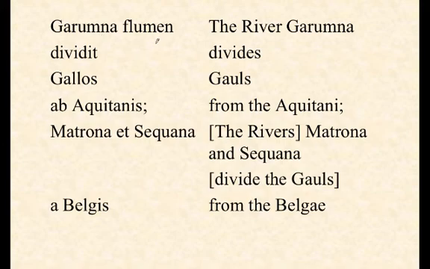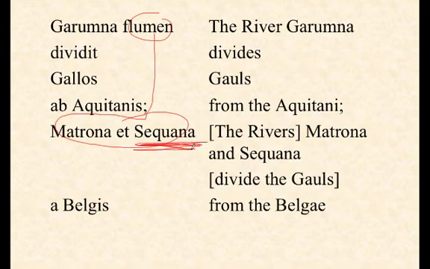The Garumna River, Garumna flumen, is the subject of the verb dividit, which was actually the last word of the sentence. So the Garumna River divides. What does it divide? Gallos. Who does it divide the Gallos from? From the Aquitani. And then we're going to reassume the word flumen to here, because these are the names of rivers. And by the way, the Seine, which goes through Paris, this is actually the Sequana. So even though the qua is gone, a lot of the rest of that sound is still there.